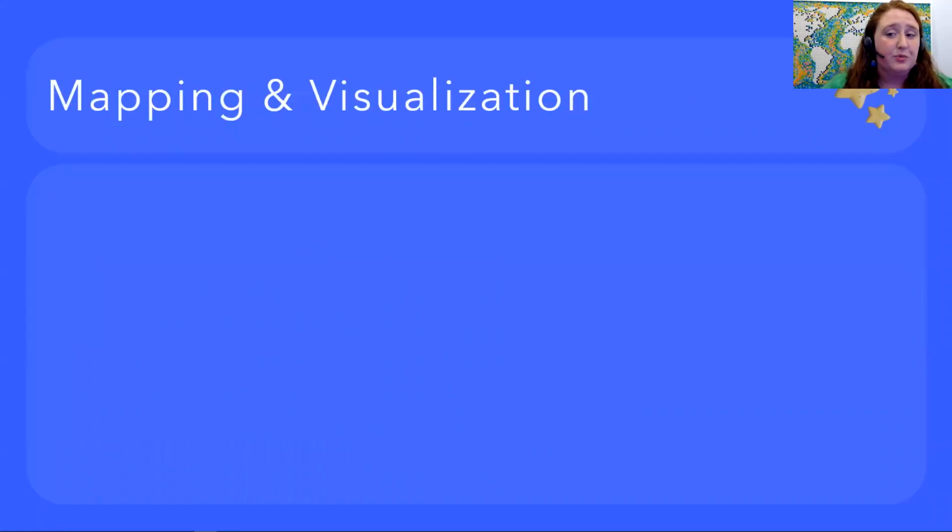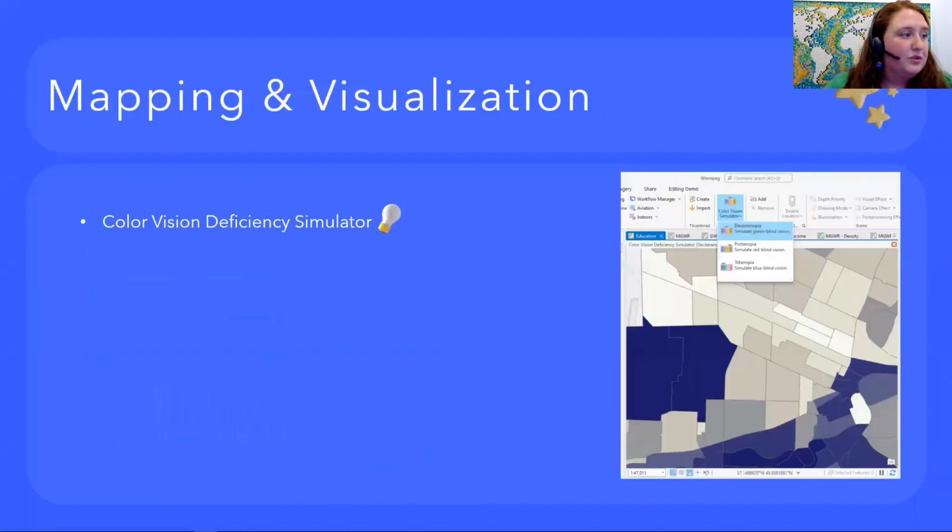Along with analysis and geoprocessing, there's many exciting additions to mapping and visualization. One of my personal favorites is the color vision deficiency simulator that's been added, which allows you to check your maps, scenes, layouts, and reports against 3 common color vision deficiencies, which will help create a more accessible product for your end users.